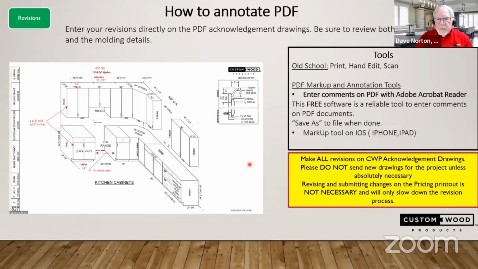Don't send us revised drawings of the room showing these new dimensions. Make the changes here, and that suffices. And you do not have to go back through your pricing that we printed out for you and say, oh, I've changed this cabinet from 30.5 to 31. Our estimators will pick all of that up as they make the revision. So save yourself a little bit of time there.